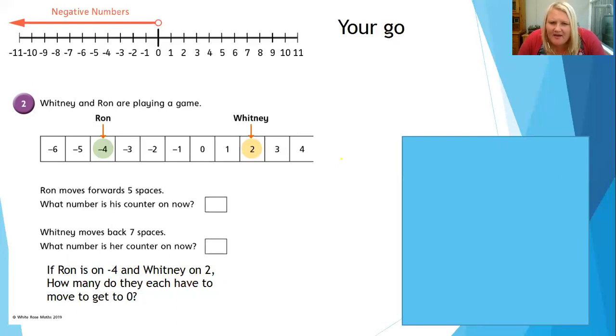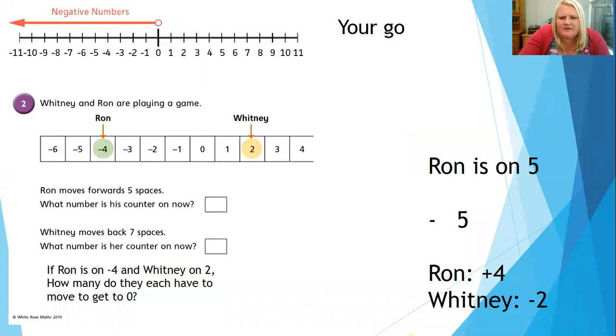Hello, welcome back. I hope you paused it and had a go at the questions. Let's have a look at the answers together now. So, if Ron starts on -4 and he moves forwards 5 spaces, he would end up on... Ooh, is that right? I don't know if I agree with that. Should we have a look together? Is this one of these occasions where I've got it wrong? Maybe I'm right, I don't know.